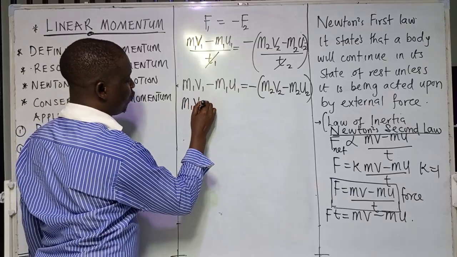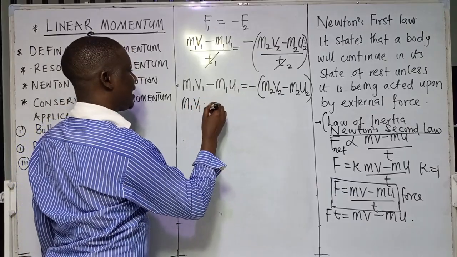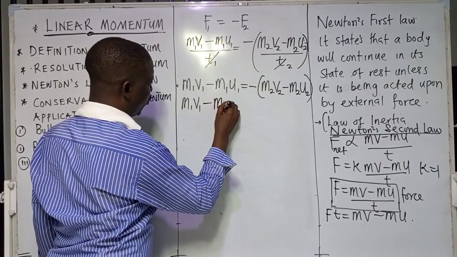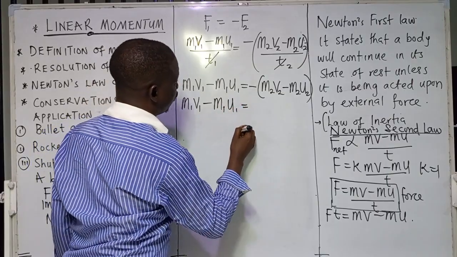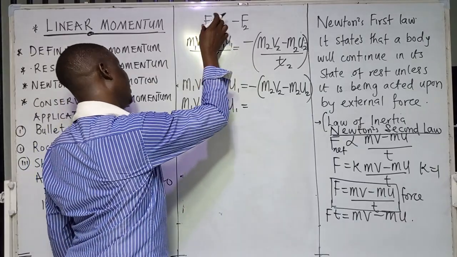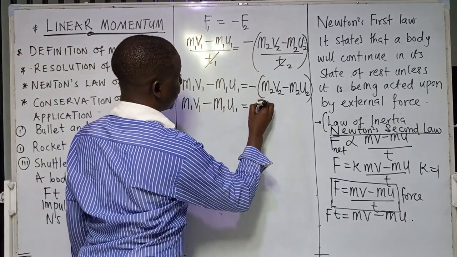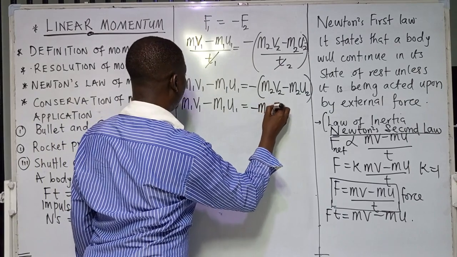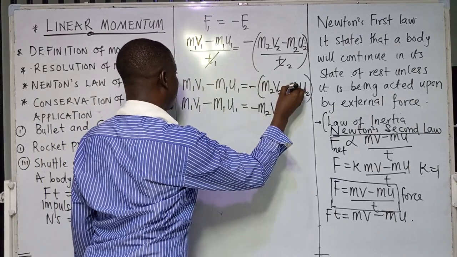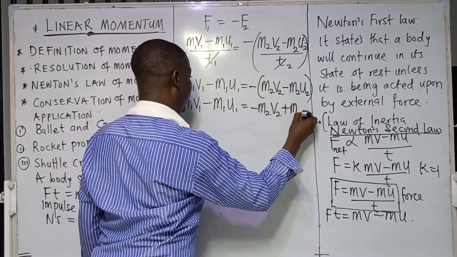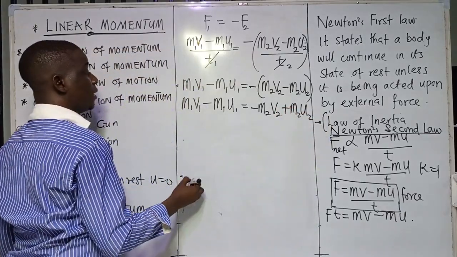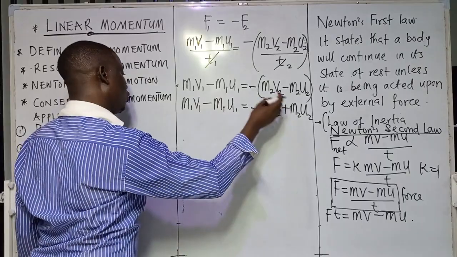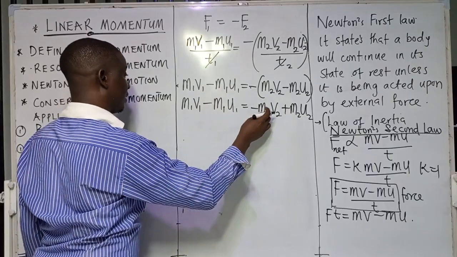M1, V1. Let's call it like that, or let us open the bracket. M1, U1 is equal to the change in momentum for the first body. Okay, this one is minus M2, V2 minus M2, U2, and minus and minus is plus M2, U2. Now, if you collect like terms, let U go to the other side and let V go to the other side.